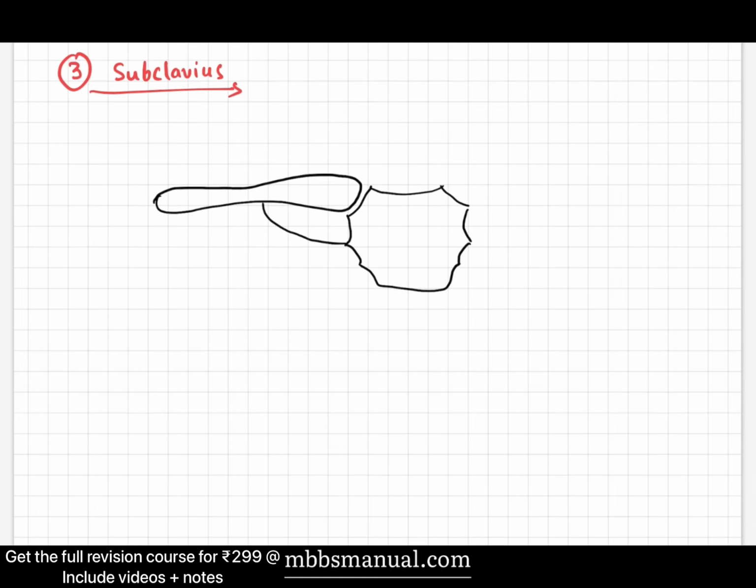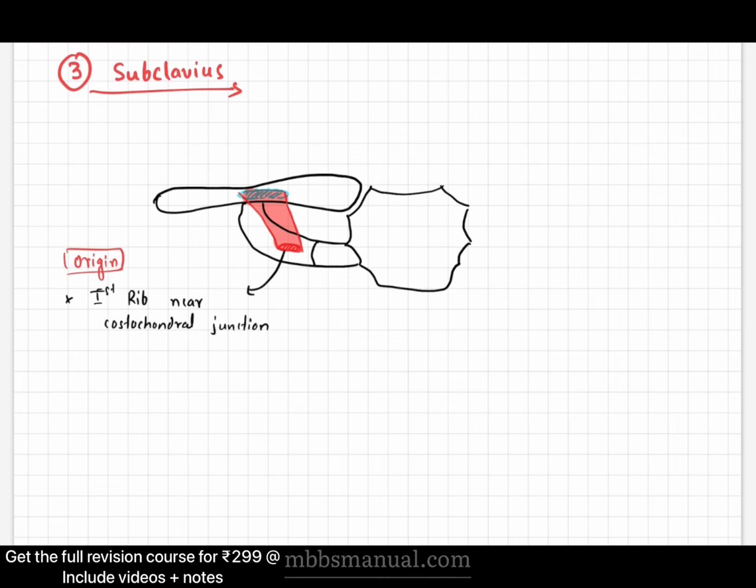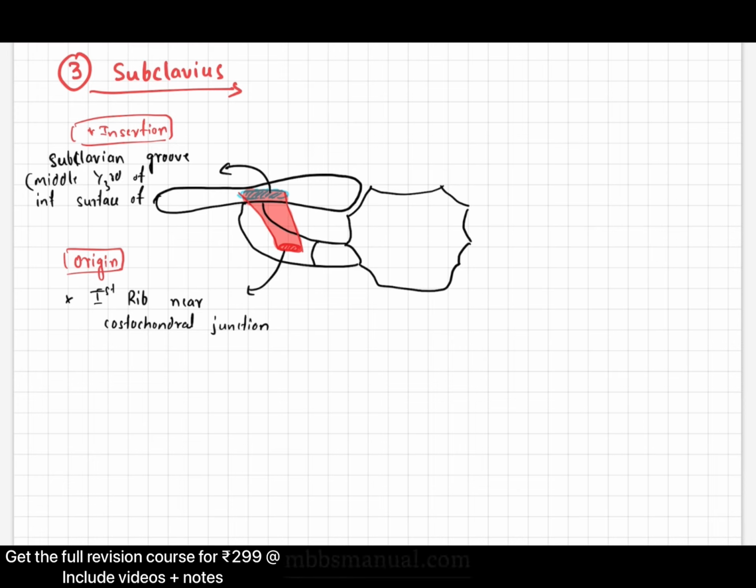Next muscle, subclavius. Just draw the head of the sternum, clavicle and first rib. It arises from the first rib near their costochondral junction. When it comes to insertion, it is inserted into the subclavian groove. Where to find the subclavian groove? It is just middle 1/3 of the inferior surface of clavicle.